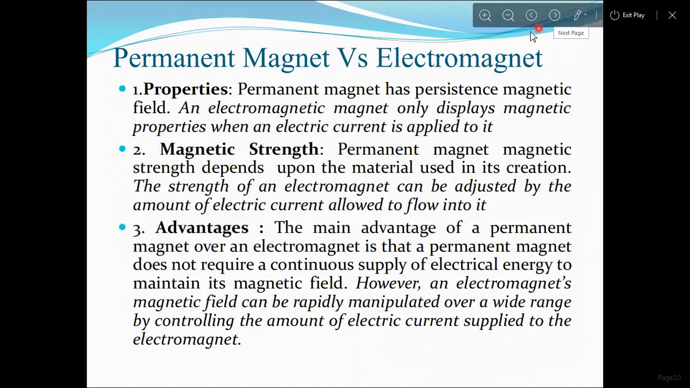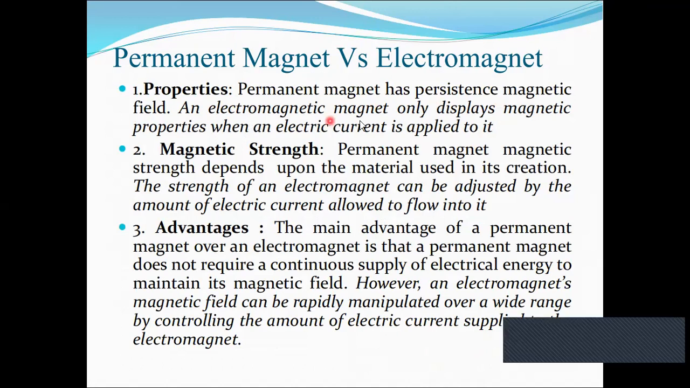Now, permanent magnet versus electromagnet. Actually, there is a little bit of difference between these two types of magnet properties. A permanent magnet has a persistent magnetic field, and an electromagnet only displays magnetic properties when an electric current is applied to it. So, magnetic strength and advantages.